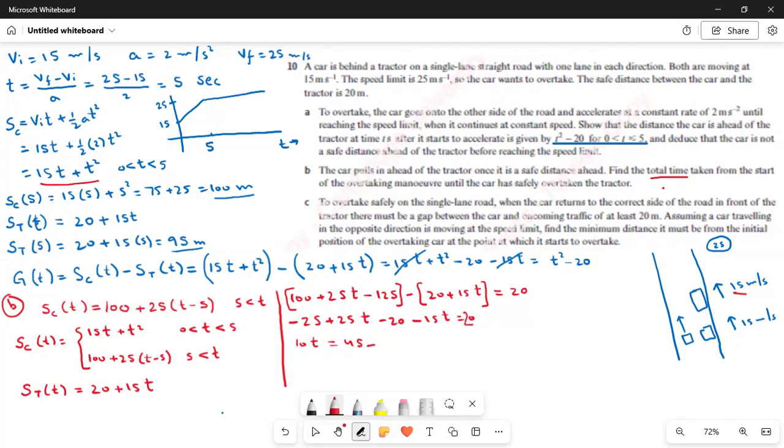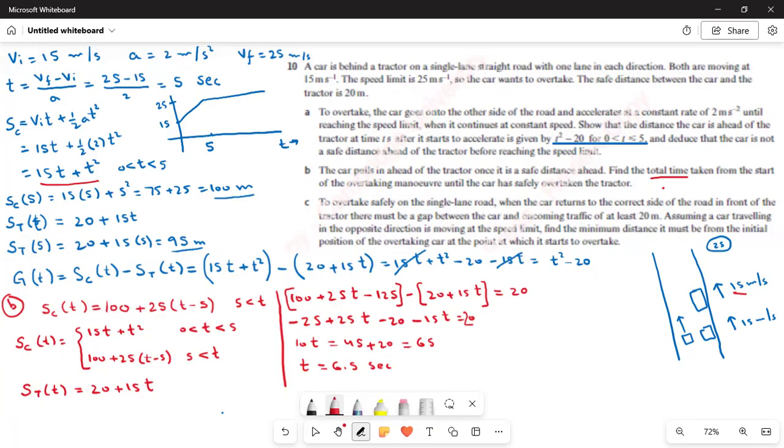So I have 20, 45 plus 20 here, right? Yeah, my mistake. Okay, so this is total 65. So t is equal to 65 over 10. So it is 6.5 second. Okay, so 6.5 second after it started the maneuver, the car will be able to come back to its own lane. Okay, the car pulls ahead of the tractor once it is in safe distance.